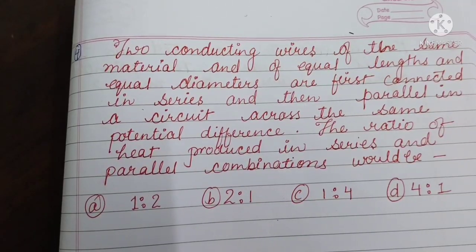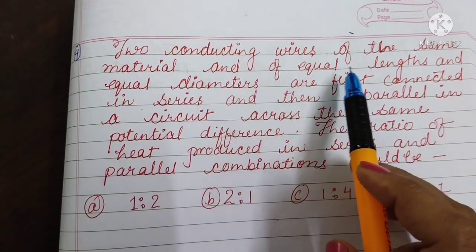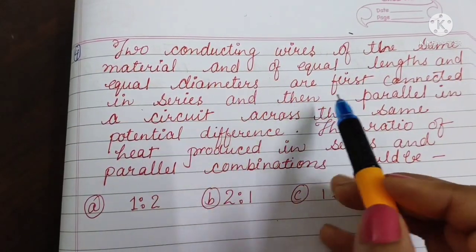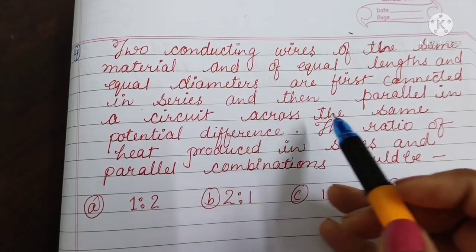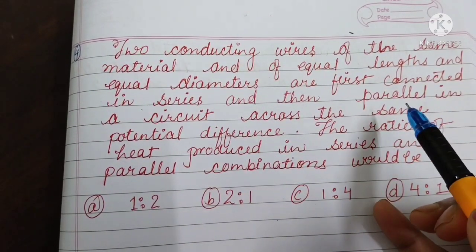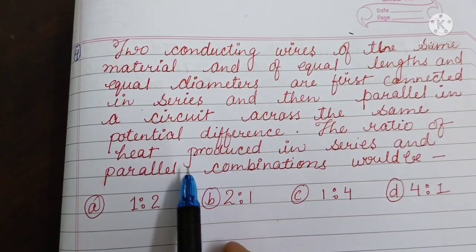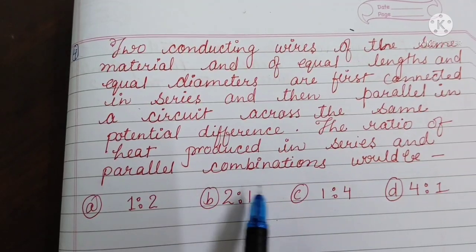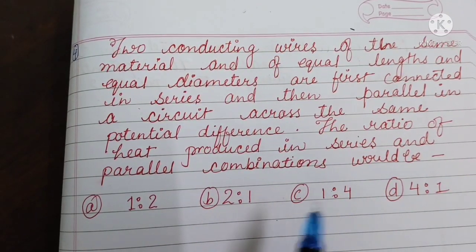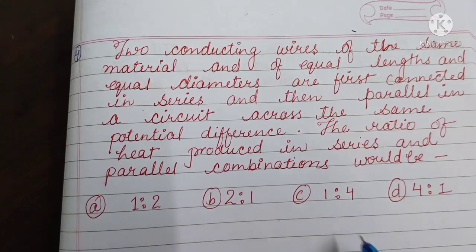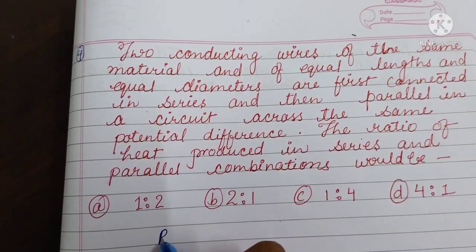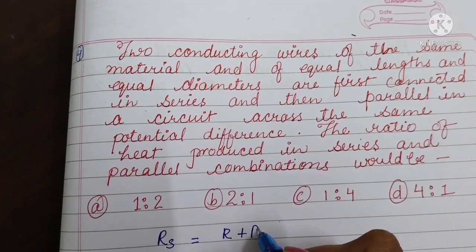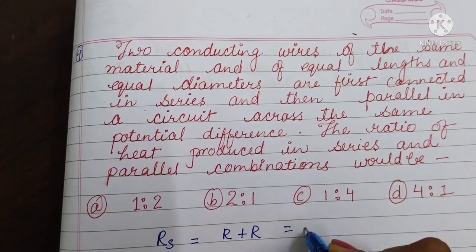Okay. Now question number 4. Two conducting wires of the same material and of equal lengths and equal diameters are first connected in series and then connected in parallel in a circuit across the same potential difference. So the ratio of the heat produced in the series and parallel connection would be, and various options are given to you. So first let's take out the resistance when it is in series. It will be equal to R plus R. So this is equal to 2R.